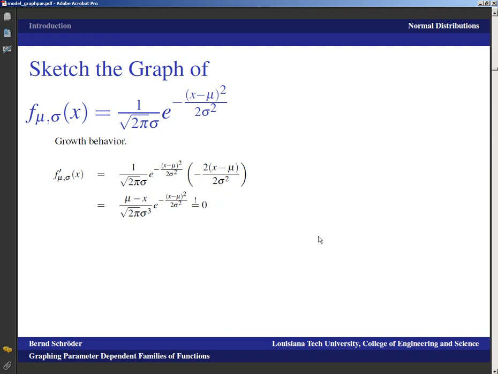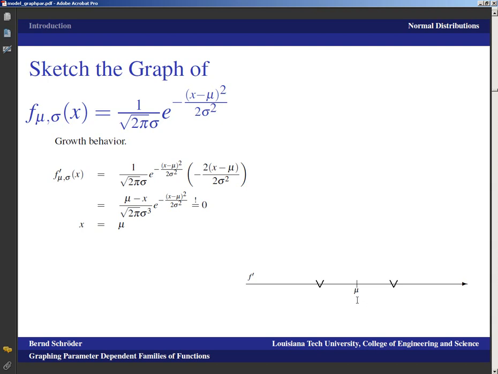We set that equal to 0, and we realize that because the exponential is never 0 and everything else is constants, we just get that x equals mu is the one place where this derivative is equal to 0. And that means we can start our usual discussion of the growth behavior. There is one point where the growth behavior potentially can change, one critical point, and that's mu. And we need a checkpoint to the left and to the right of mu.